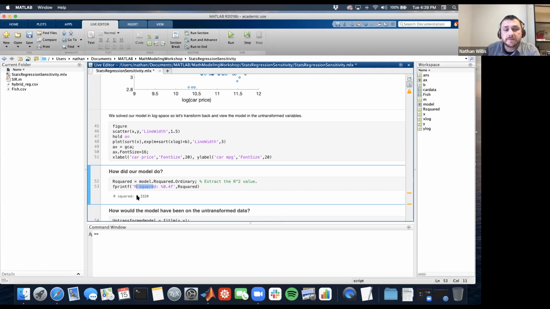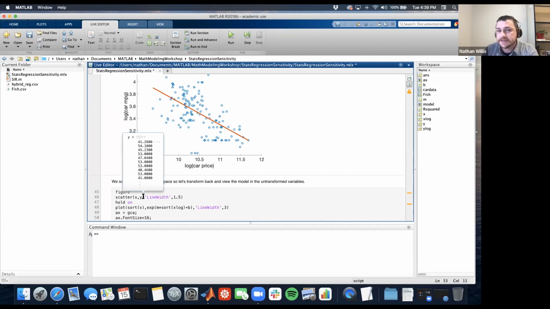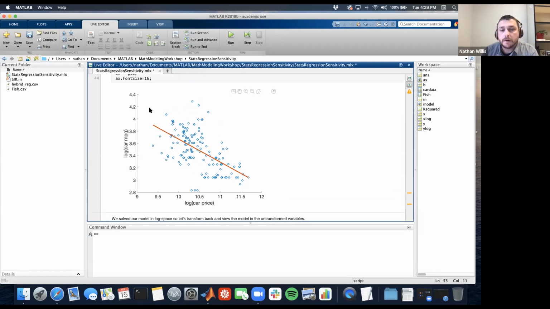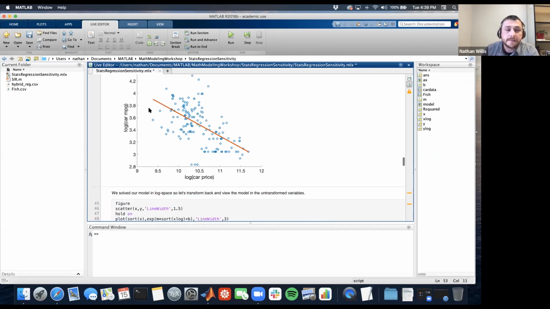So the r-squared value is 0.332. So we say that we've captured 33% of the overall variance in the log transformed data set. All right, so maybe this isn't great, but we'll see in a second why this might be a better idea than doing it on the untransformed data set. So this isn't car price and miles per gallon on the x and y axis. It's the log of those variables.